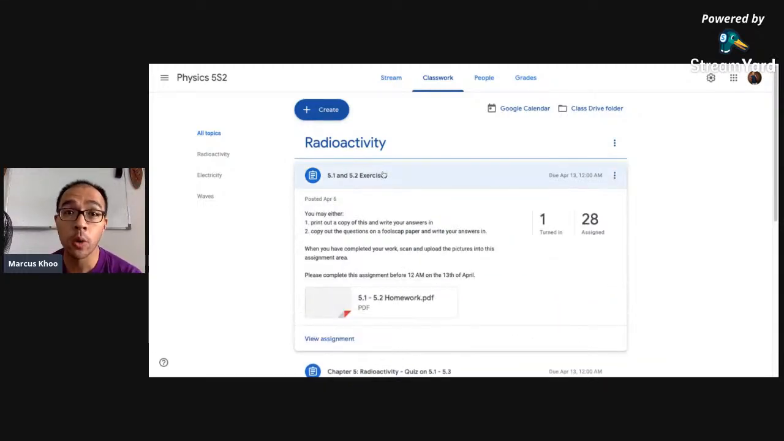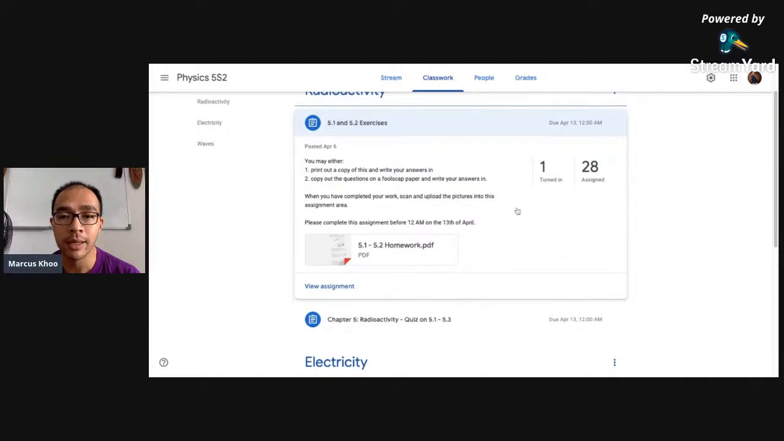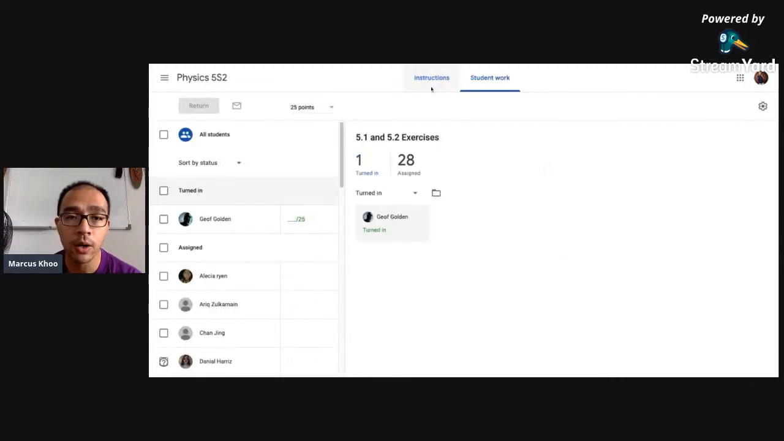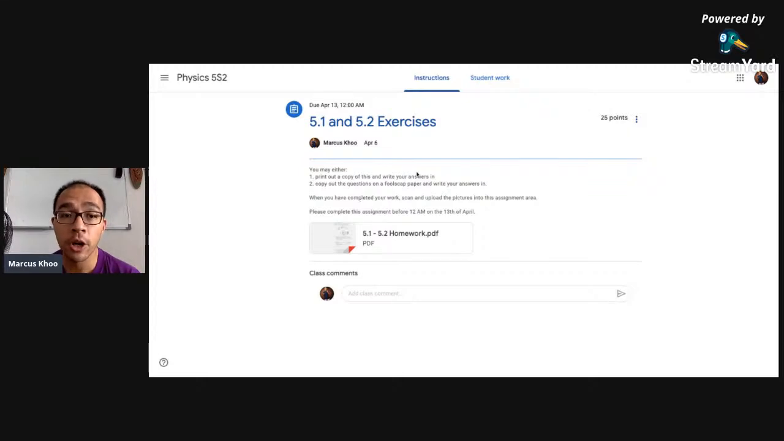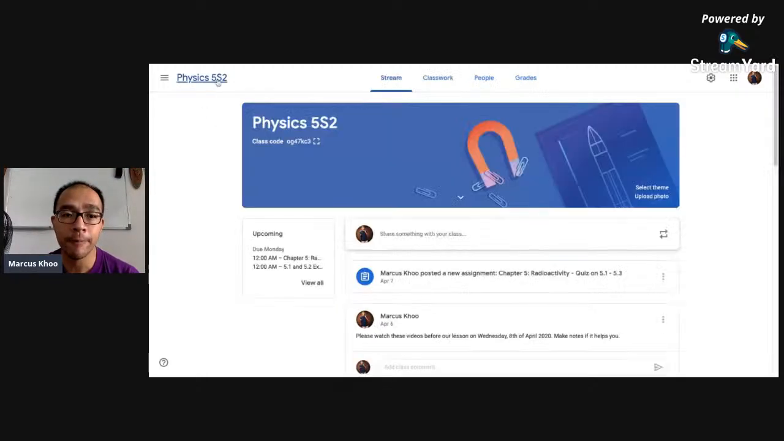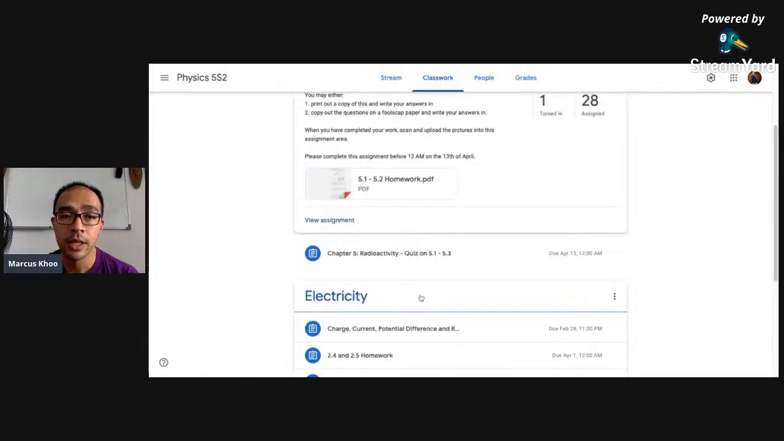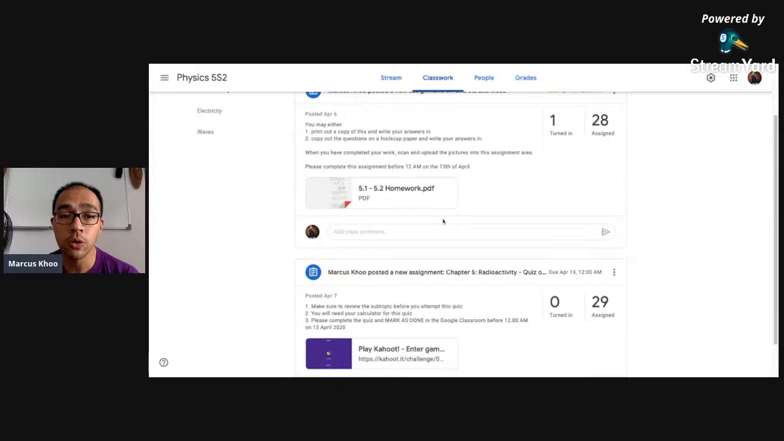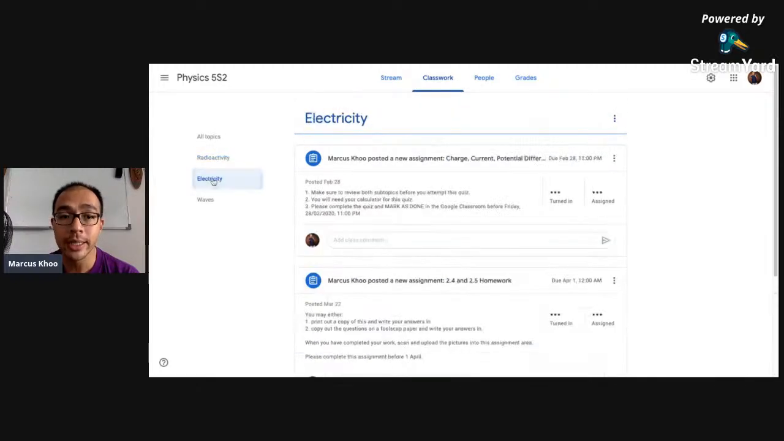Secondly, also by 12 a.m. on the 13th of April, I want you to either print out a copy of this or just write down the answers on a foolscap paper. Now I want to ask for your cooperation in this matter. If you're going to use multiple pieces of paper, I suggest that you use CamScanner, scan all the pages, and then put them into one PDF file, so that it is easier for me to mark.